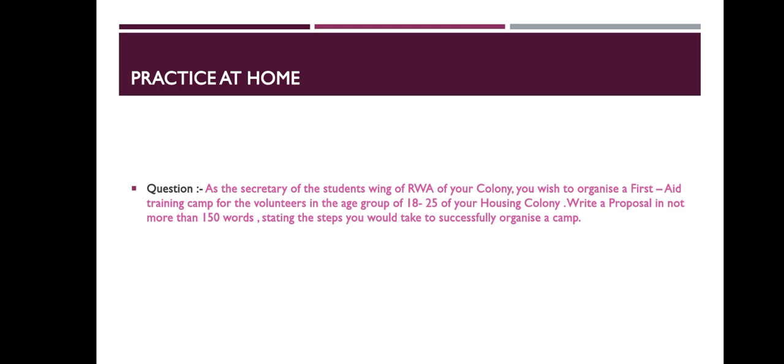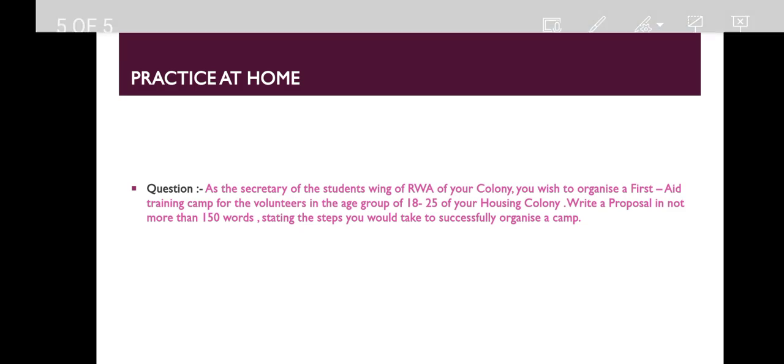So you have to write a proposal as the secretary of your RWA's team, to organize first aid training for the volunteers of the age group of 18 to 25 of your housing colony. You have to write a proposal for this. Take a screenshot very quickly and just practice this at your home. If you face any problem, you come back to the video and see all the steps, what I have told you, what I have done. Okay, and yeah, that's it.